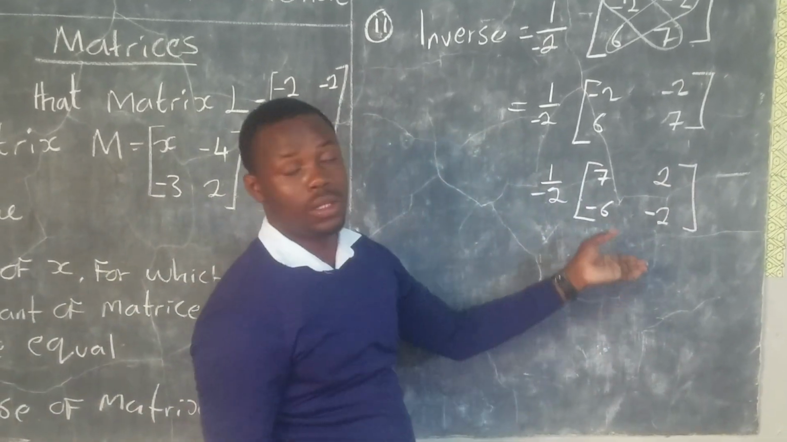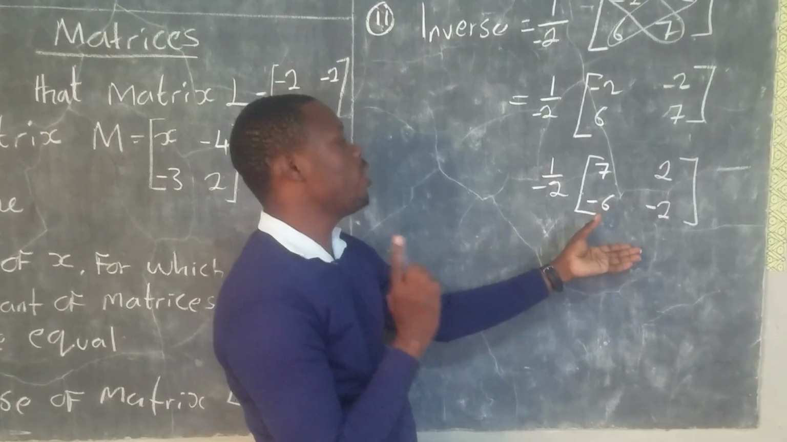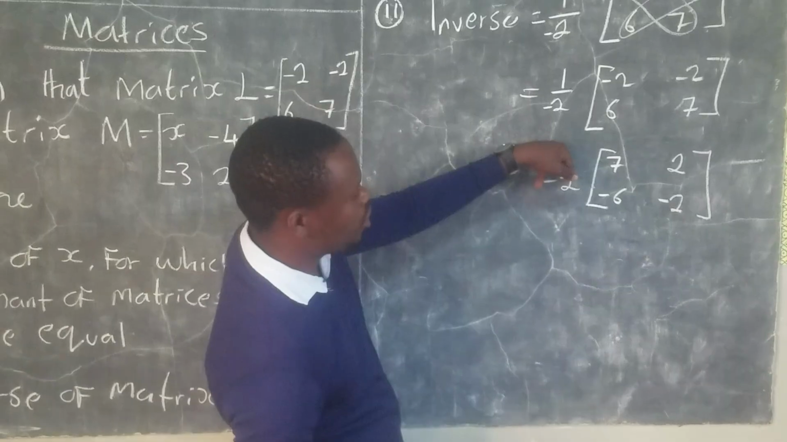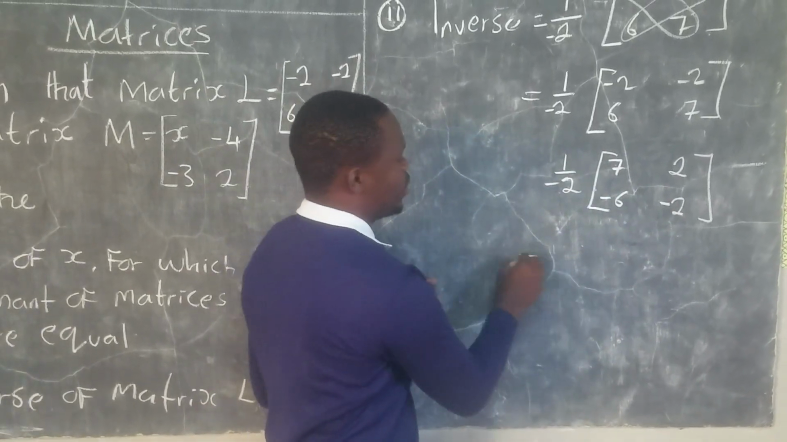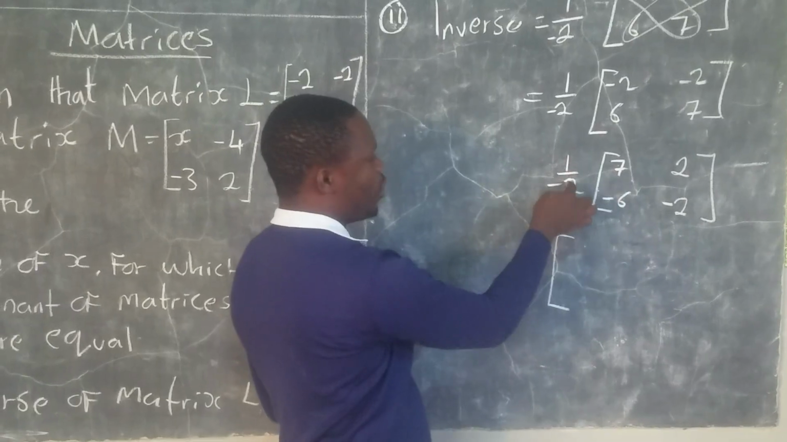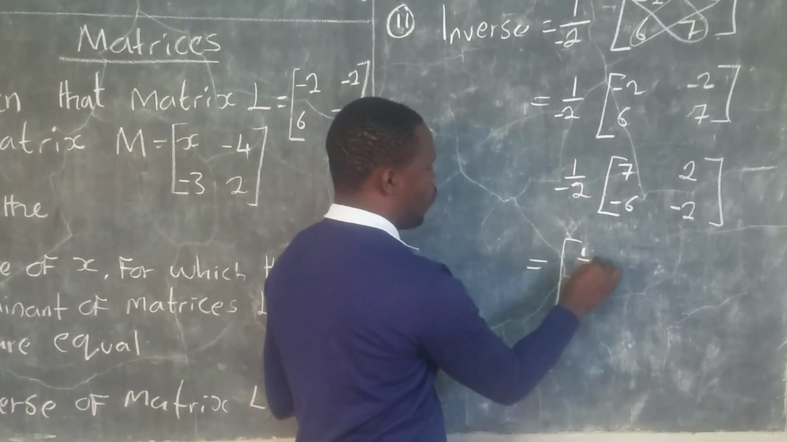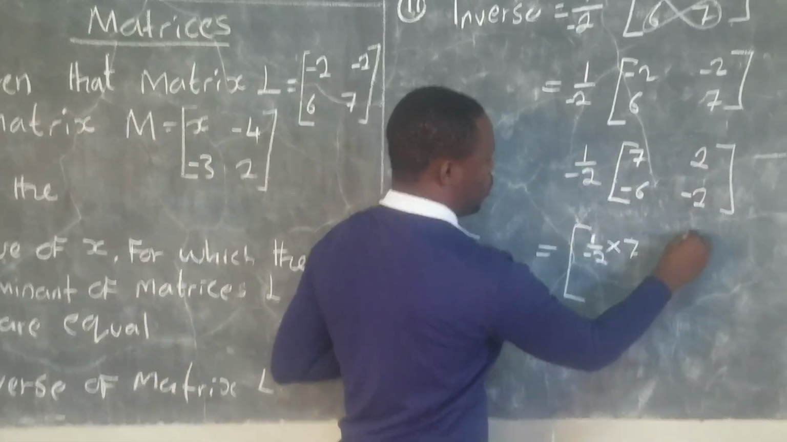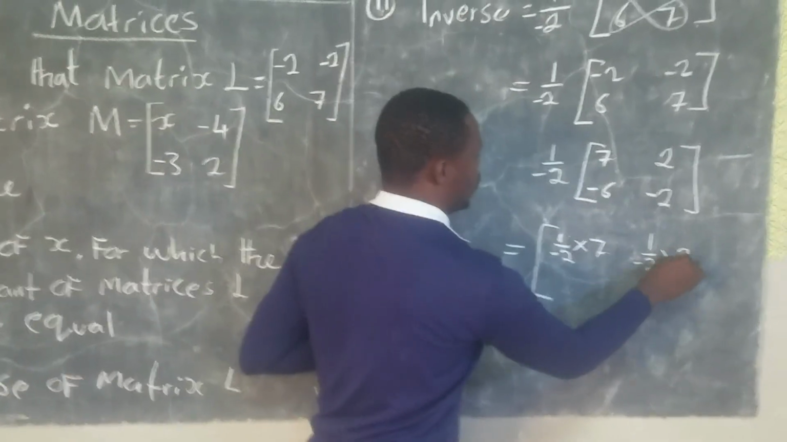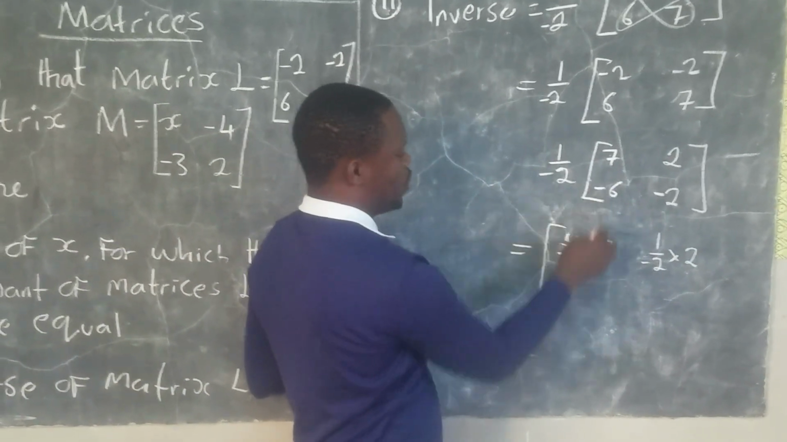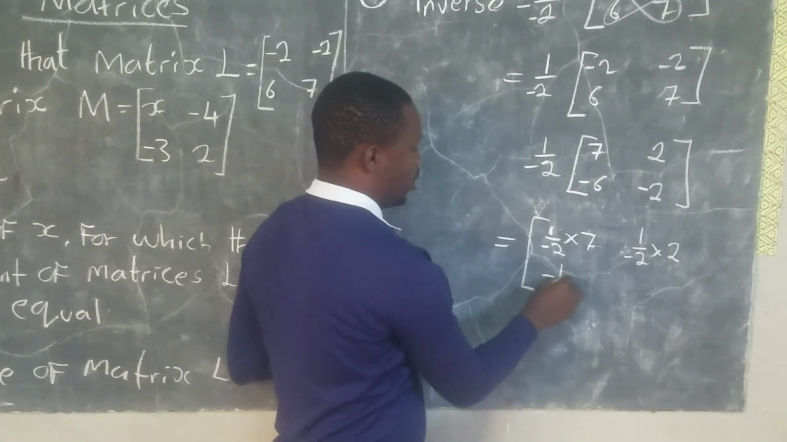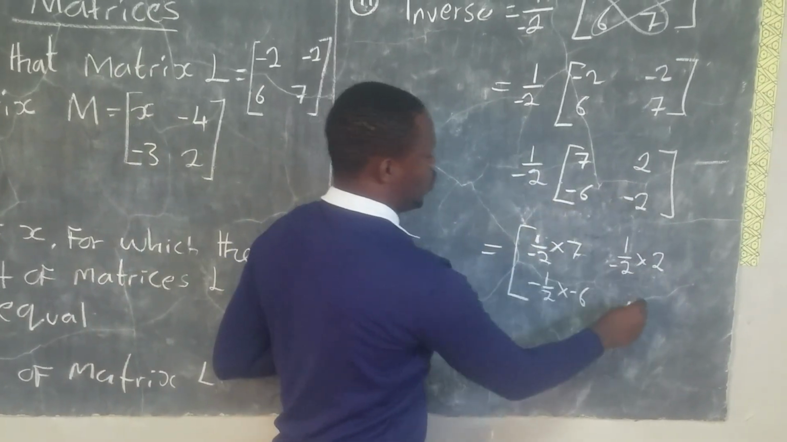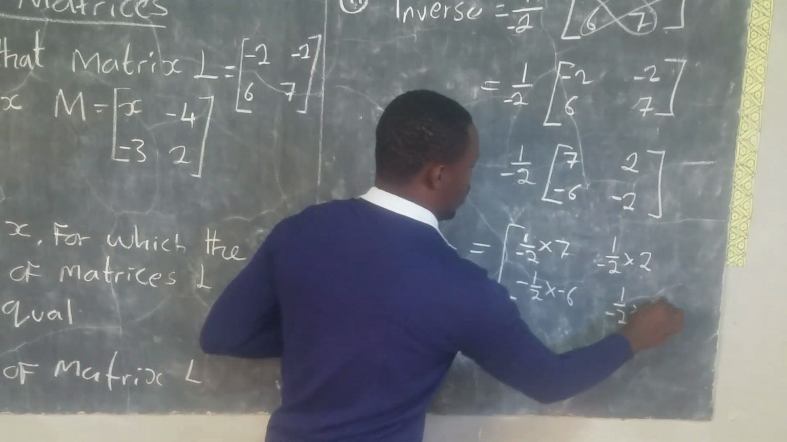But this is not the end of the answer. Remember, always you have to simplify into the lowest terms. So what you have to do, you multiply this fraction with everything inside there. What will be the answer? Equals open bracket, 1 over negative 2 times 7, then 1 over negative 2 times positive 2, then 1 over negative 2 times negative 6, then 1 over negative 2 times negative 2.